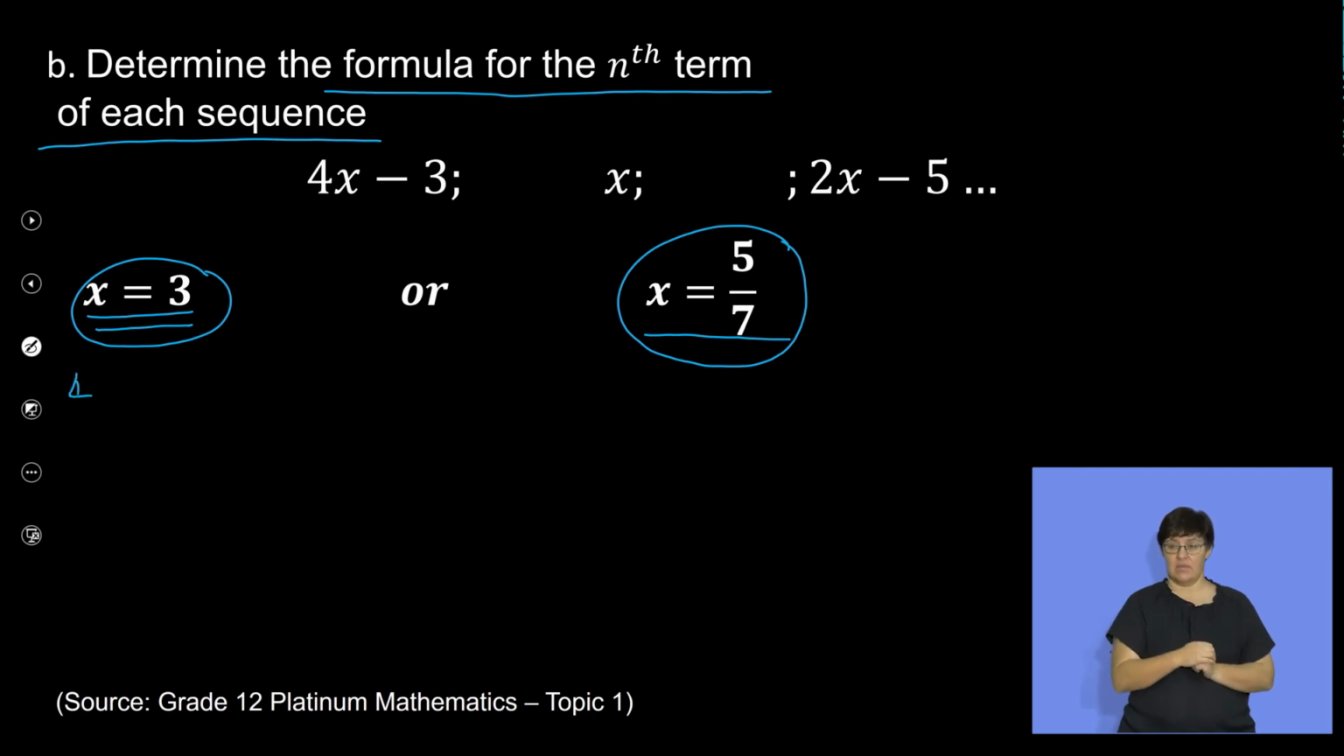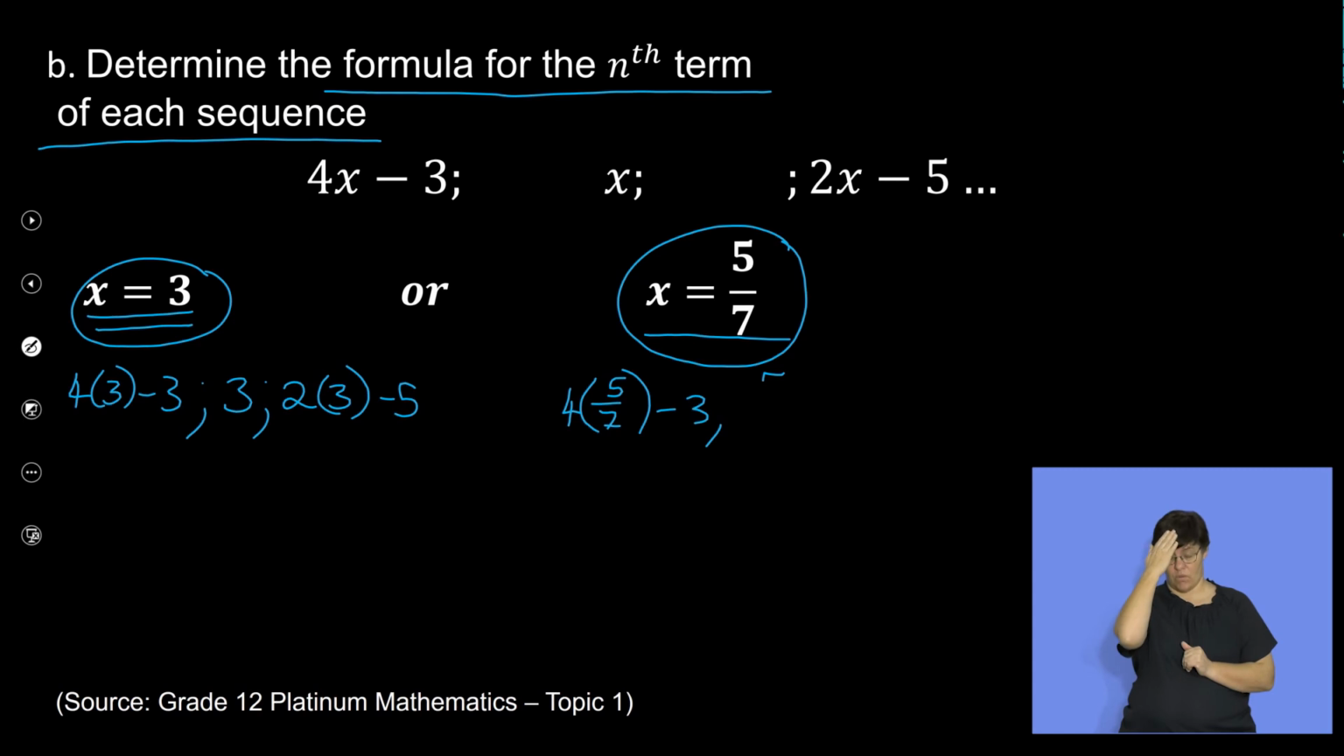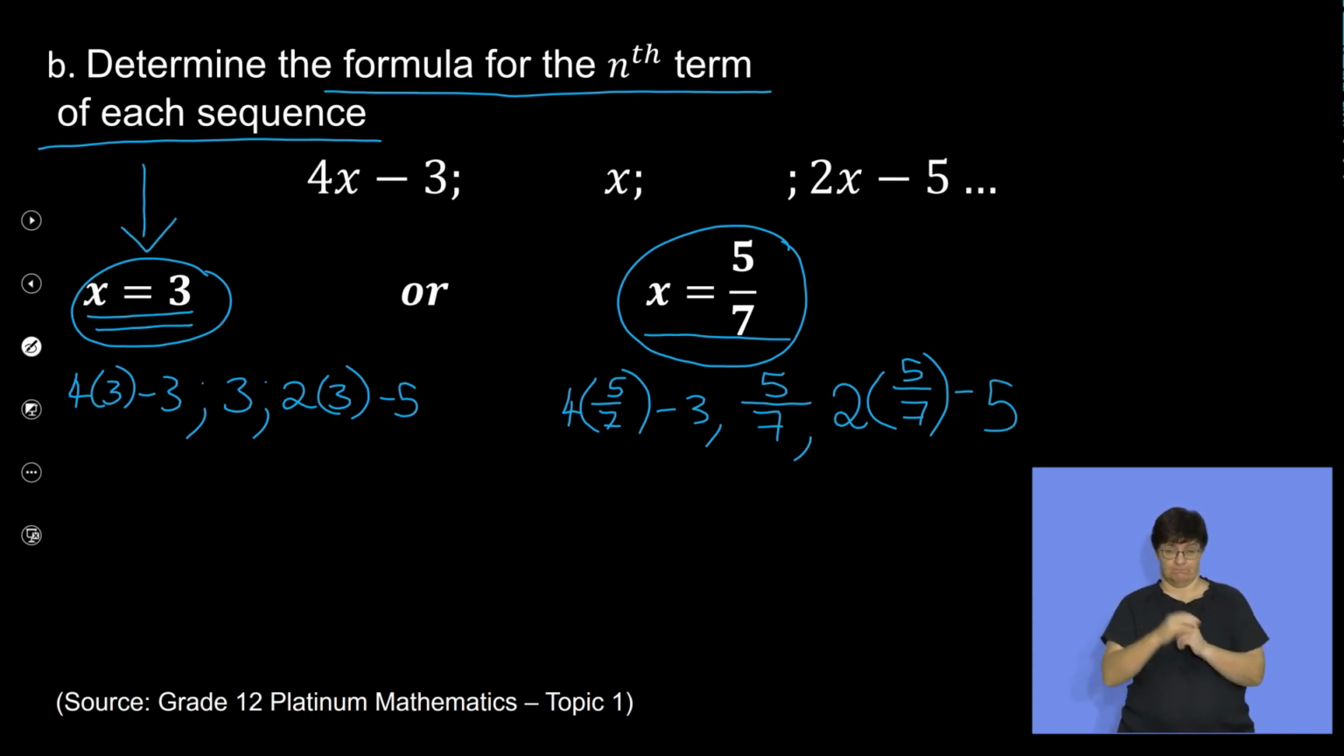So I'm going to have 4 times 3 minus 3 for term 1. I know that 3 will be the value of term 2, and 2 times 3 minus 5 will be the third term of the pattern. I'm going to do the exact same thing for when x is 5 over 7. I'm going to have 4 times 5 over 7 minus 3. For term 2, I know that it will have a value of 5 over 7. Then for term 3, I'm going to have 2 times 5 over 7 minus 5. So all that I've done is I've substituted in the respective x values to find the first 3 terms of the patterns. I'm going to ask you guys to do that for yourselves.